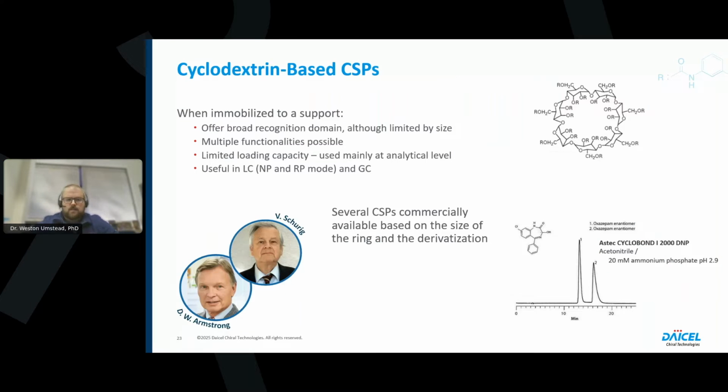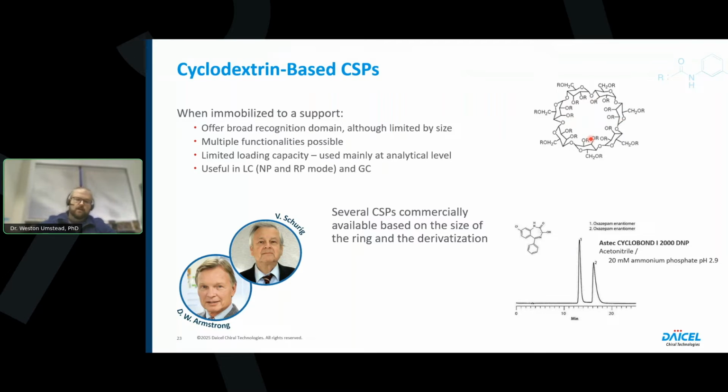We also have things like cyclodextrin-based CSPs developed by gentlemen like Dan Armstrong. You have the general structure shown here. This is not a universal structure that you see here, but they do offer a broad recognition domain, much like the two phases we saw previously. But because they use an inclusion mechanism, they are limited by size. So you'll see things like alpha, beta, and gamma cyclodextrins. The overall size of the cyclodextrin is a limiting factor.